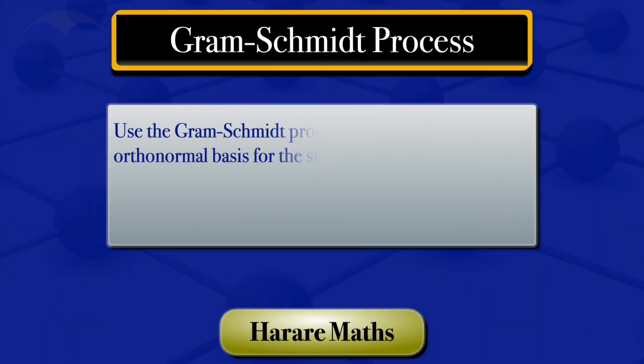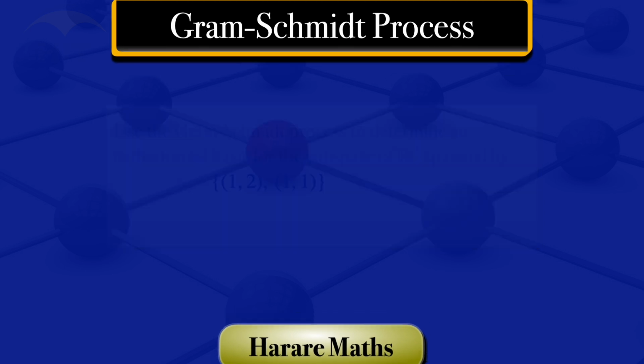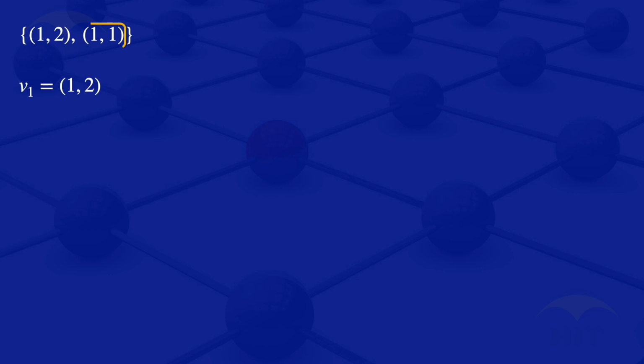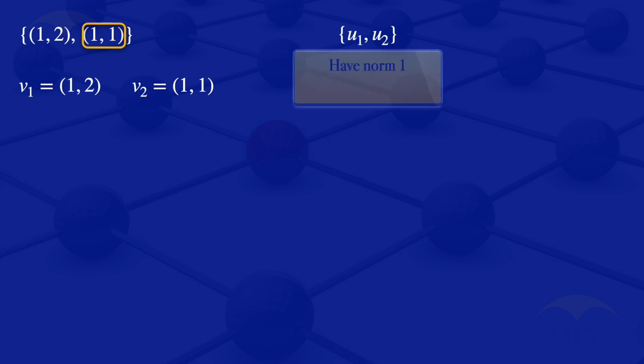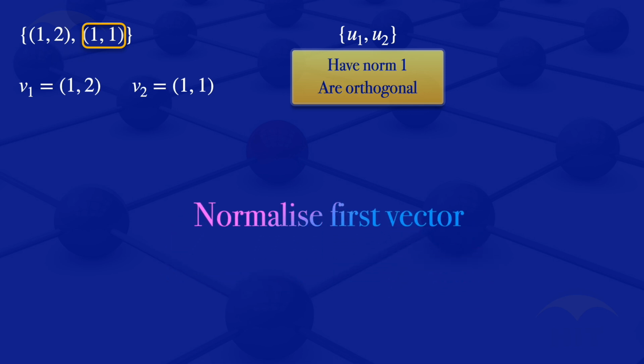In this tutorial, I'm going to use the Gram-Schmidt process to determine an orthonormal basis for the subspace of R2 spanned by the set of vectors (1, 2) and (1, 1). Given those two vectors, I'll call the first one, (1, 2), V1, and the second one, (1, 1), V2. What we are looking for in this case is vectors U1 and U2, which have a norm of 1 and are orthogonal. So the first step is to normalize V1.